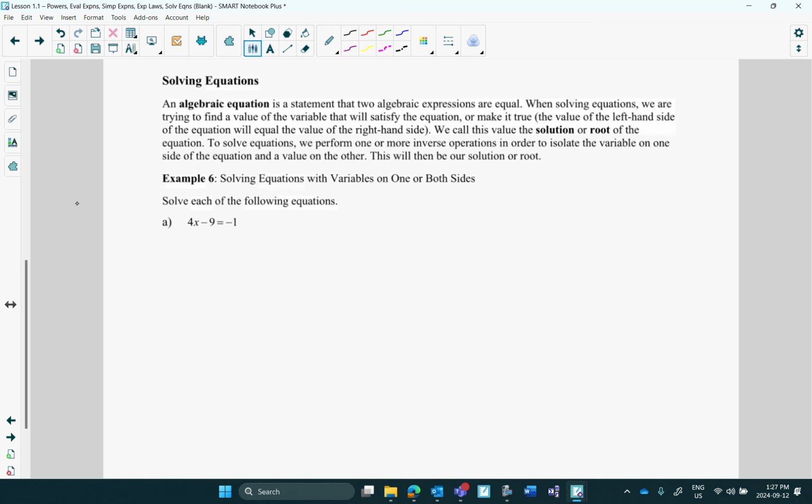Sam? Add 9. That's what you said, take out the number that's beside the x. This is the number that's beside the x. There's no 9. I see negative 9.